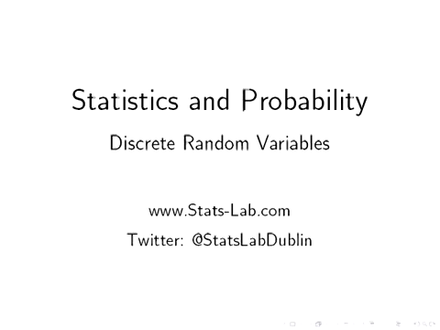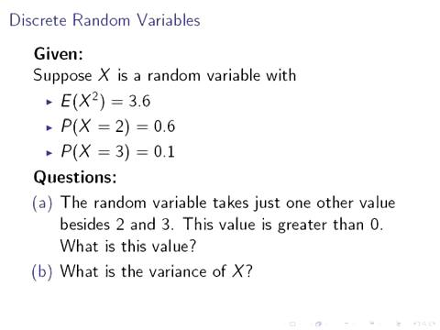In this presentation, we're going to look at a discrete random variable exercise. Suppose we're given this random variable x, with the following information. The expected value of x squared is 3.6. The probability of x equal to 2 is 0.6. The probability of x equal to 3 is 0.1.